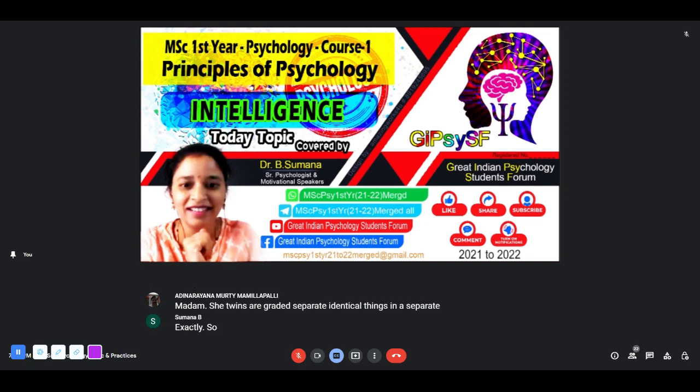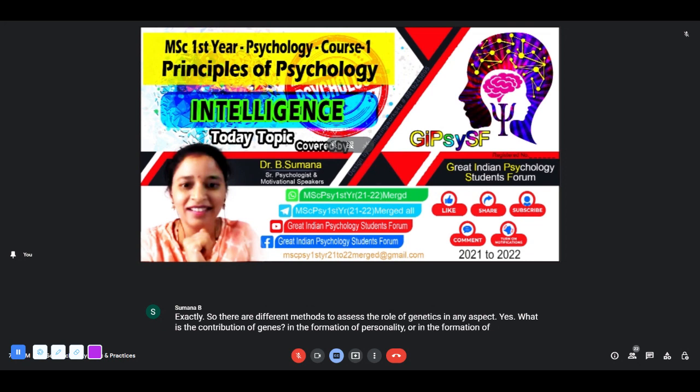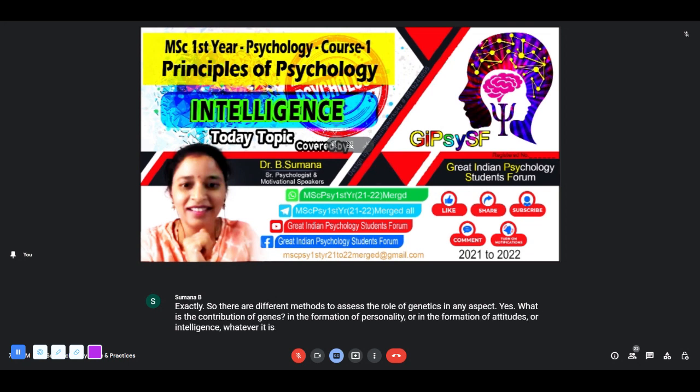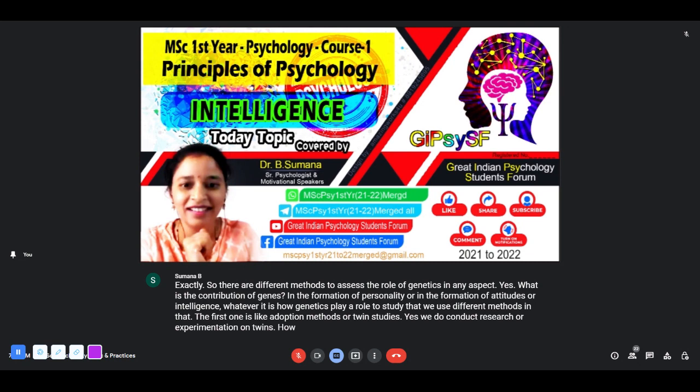So there are different methods to assess the role of genetics in any aspect. What is the contribution of genes in the formation of personality, or in the formation of attitudes or intelligence, whatever it is? To study how genetics plays a role, we use different methods. The first one is adoption studies or twin studies. We conduct research or experimentation on twins: how twins behave when they are reared together, and what their behavior is when they are reared apart.